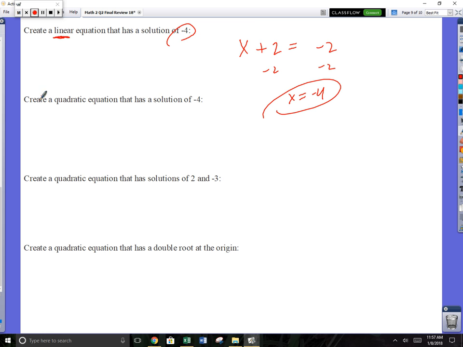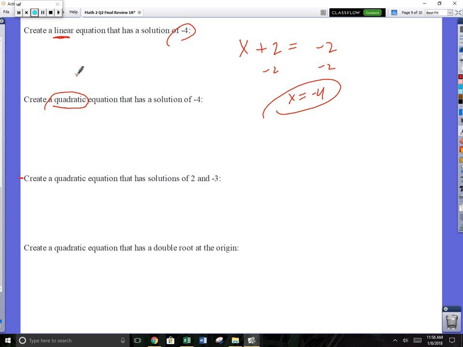Okay, the next one, create a quadratic equation that has a solution of -4. So same thing, but now it's got to be quadratic, and that one is a little bit tougher. Let's skip that for a sec. Let's come to this one. This guy right here. So this one, create a quadratic equation that's got solutions.